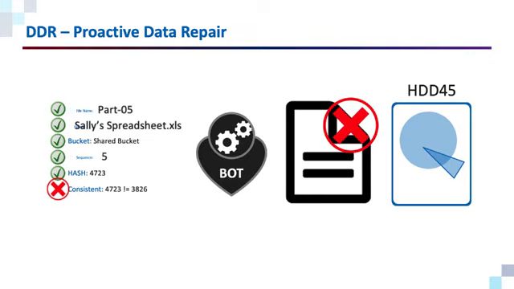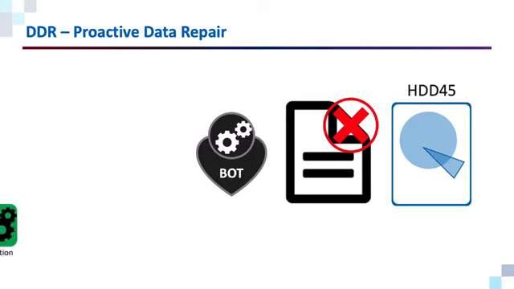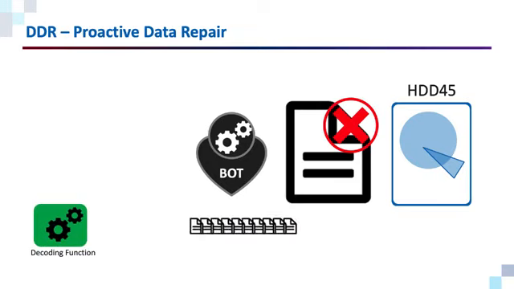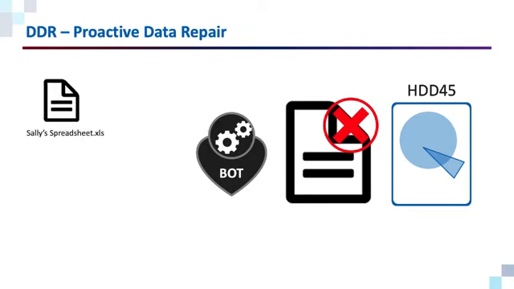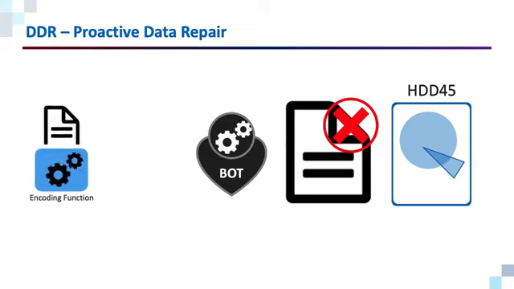The nature of erasure encoding ensures we can get an object back even if we lose several parts. So all we need to do is reconstruct Sally's spreadsheet by decoding the required number of parts. Then we take Sally's spreadsheet, run it through the encoding function to get the original 15 parts.